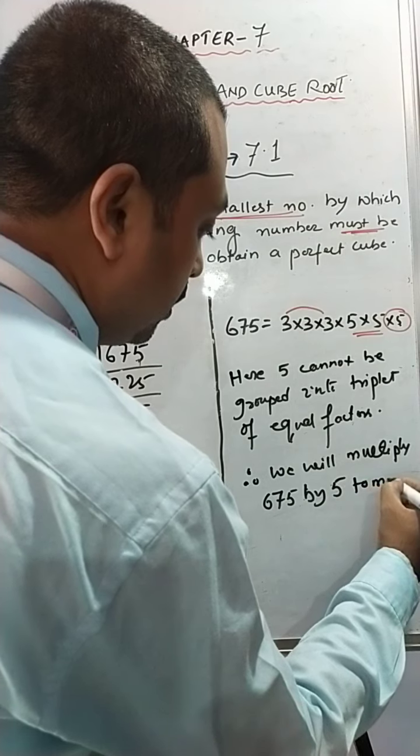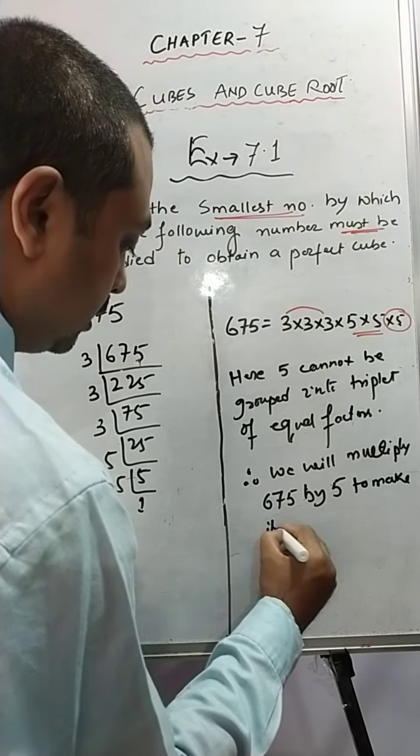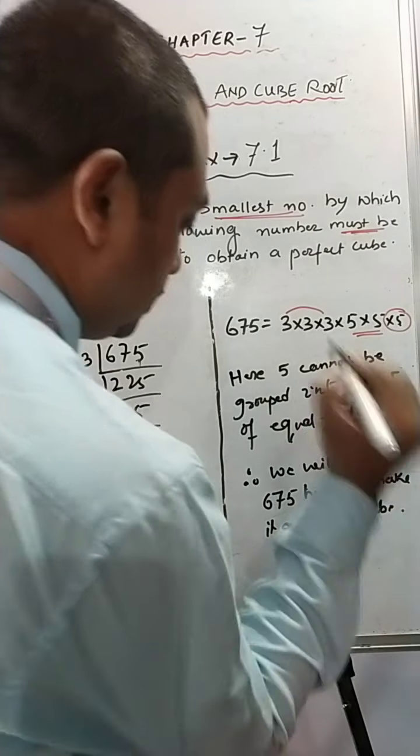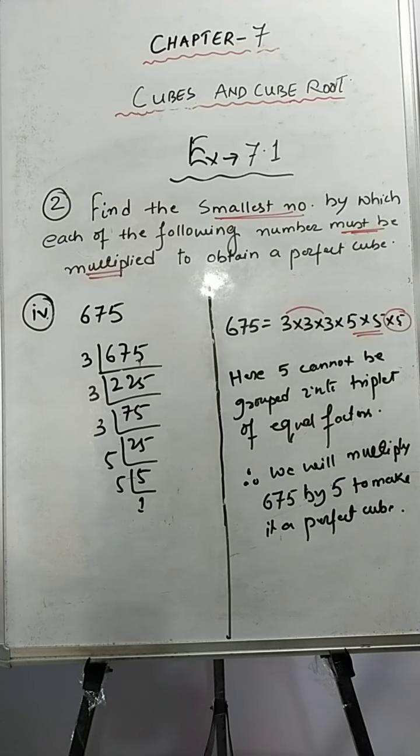To make it a perfect cube. So this is the required solution of sum number 4 of question number 2.